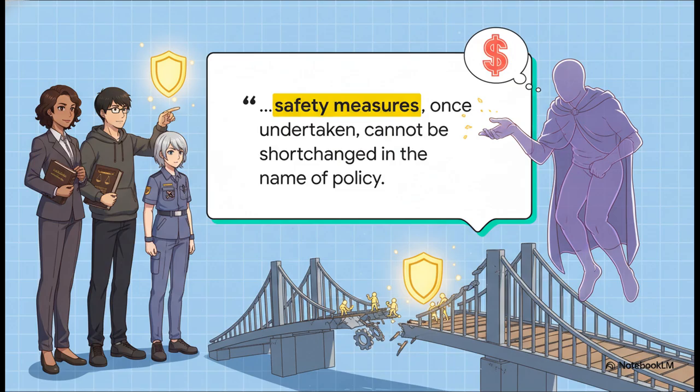Seriously, drop this exact quote from the Ninth Circuit into your exam to show the professor you truly understand where the boundary line is. Safety measures, once undertaken, cannot be shortchanged in the name of policy. The government cannot just use budgetary constraints as a magical shield to turn a routine janitorial failure into a protected political policy. It doesn't work that way.